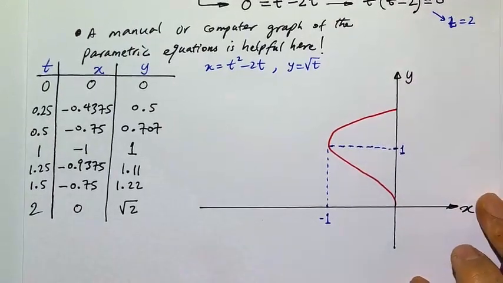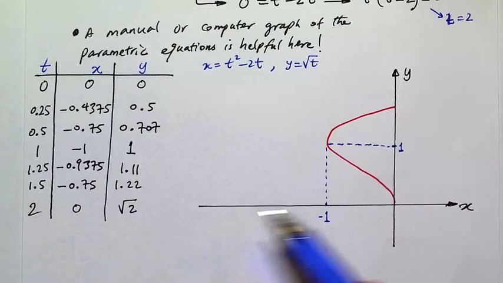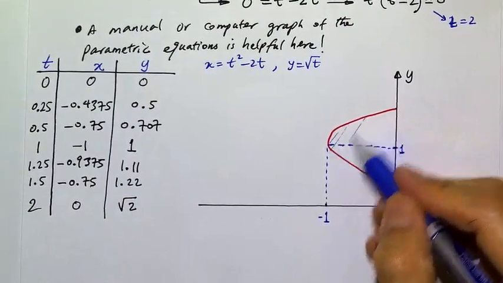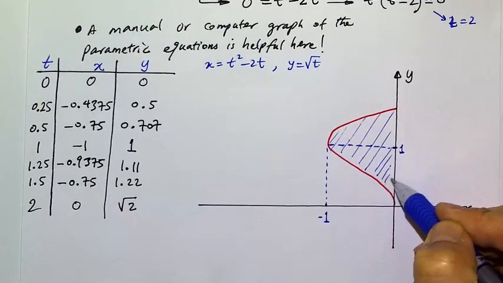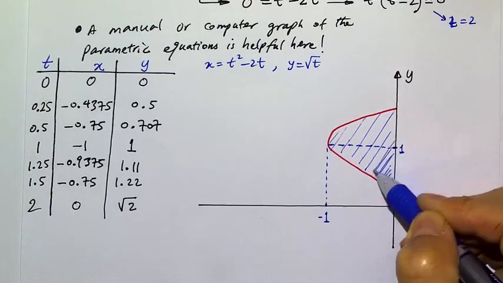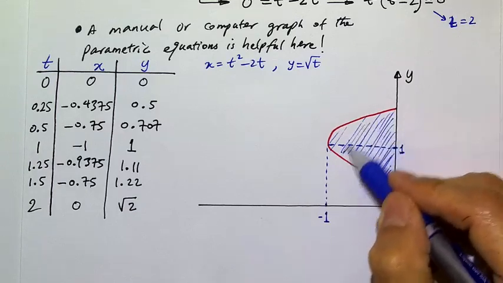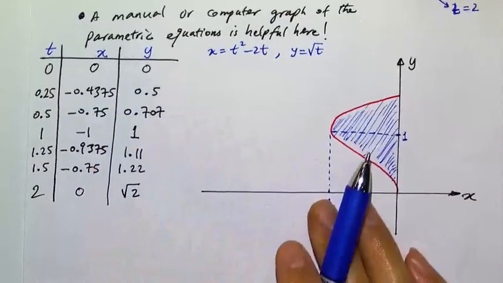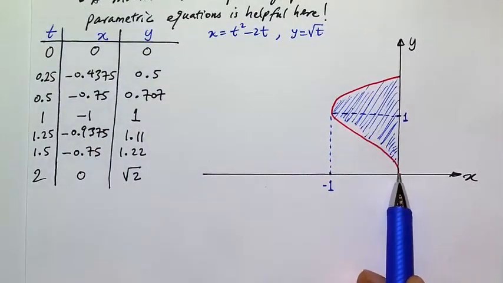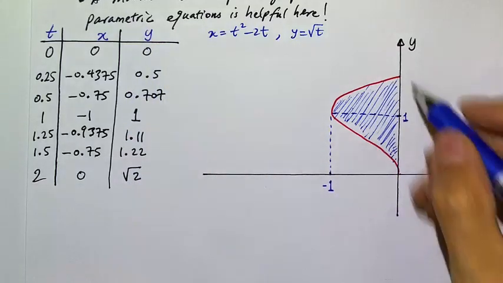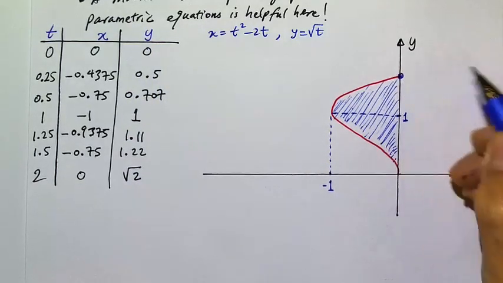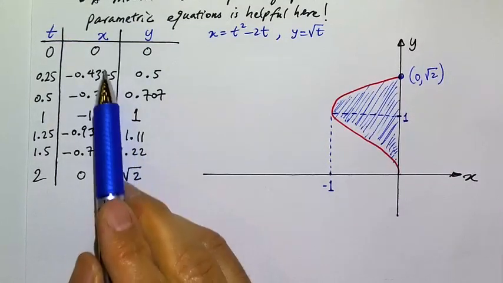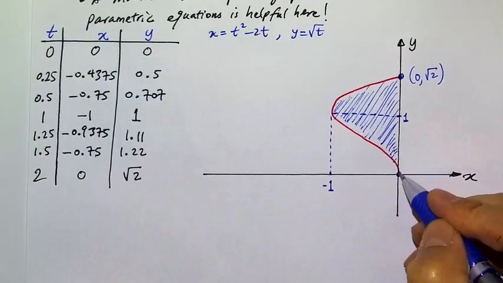Something like that. And then I can basically lightly shade it here. So this is the region we're talking about, or the problem is asking about. What is the area of this region? And this is where we have 0, when x is 0, which is here, y is the square root of 2. So that's that point. That's one of the points, 0 comma square root of 2. And 0 comma 0 is, of course, here.